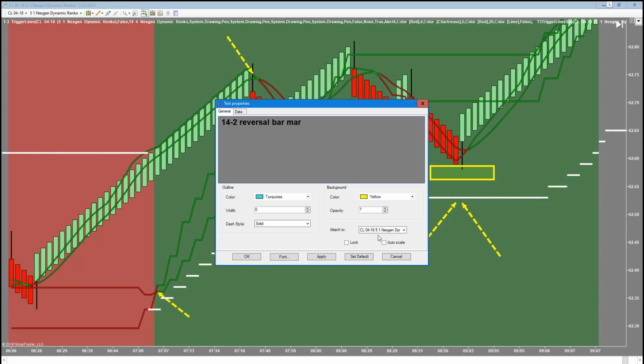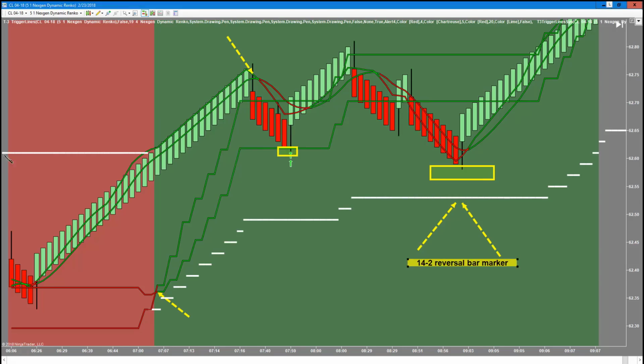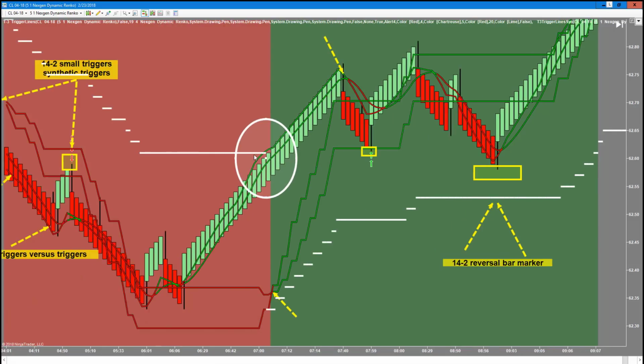Because traditionally, once you exceed that marker, and I'll draw a little circle on for you over here on the left, you'll see what happens. Our trigger lines cross up, and it really just means that the potential for a down trend trade, once the background color changes, is over. Usually that happens where that 14.2 reversal bar marker is. That's why we superimpose them.